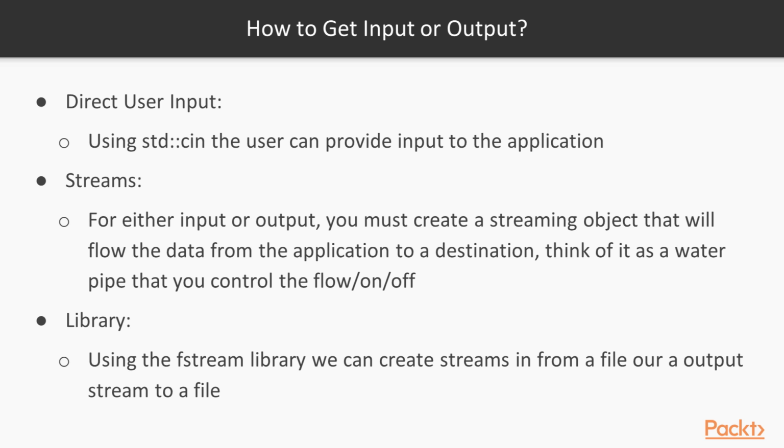The library that you're going to be using most of the time for this is a new type of library. It's called fstream. This is what will help us create the streams for files for our input or output, and we'll be utilizing this in our programmatic examples.